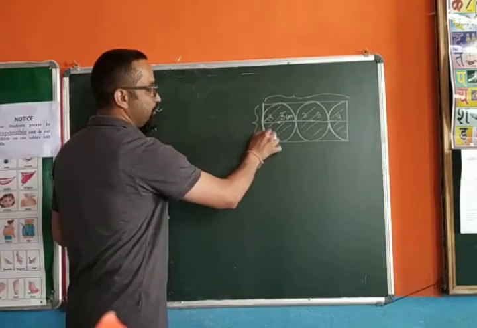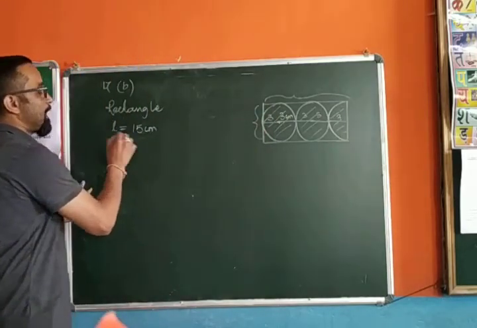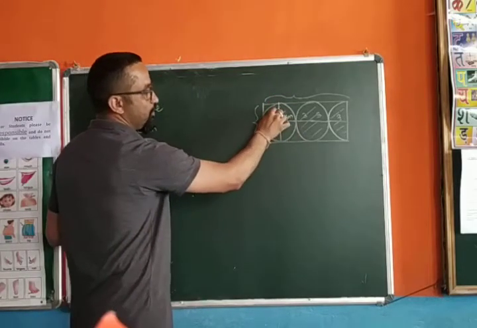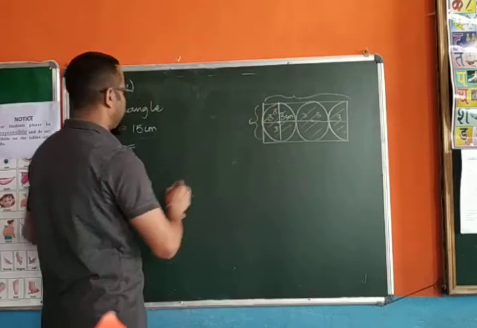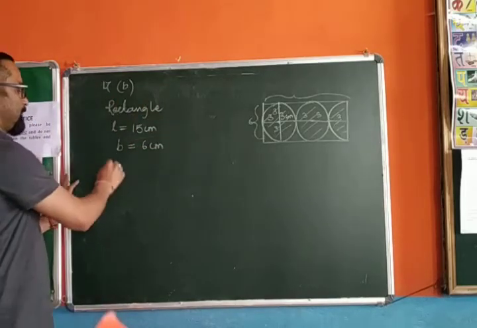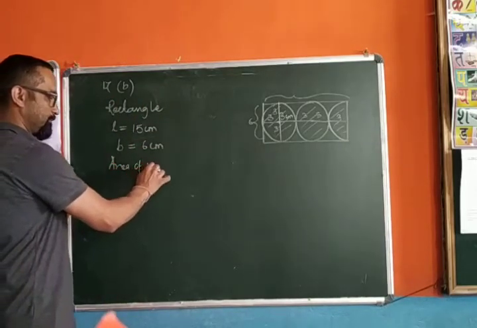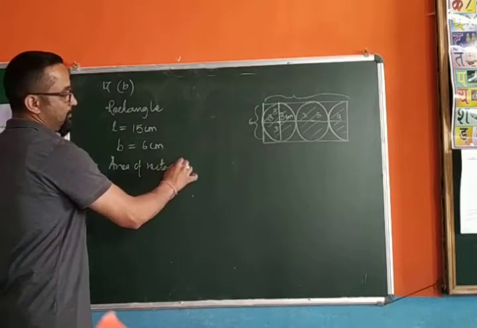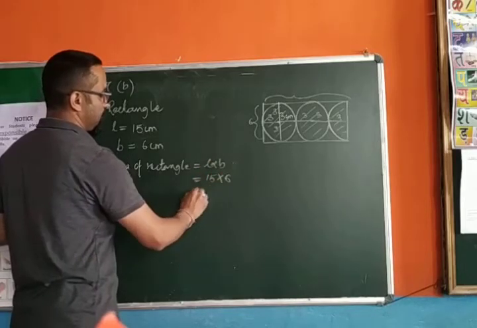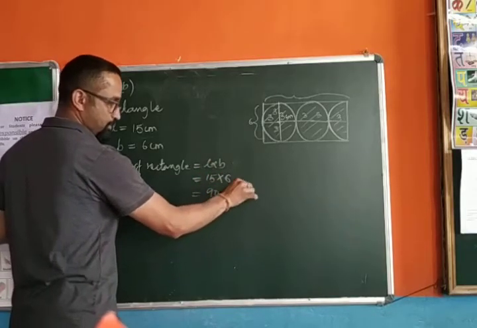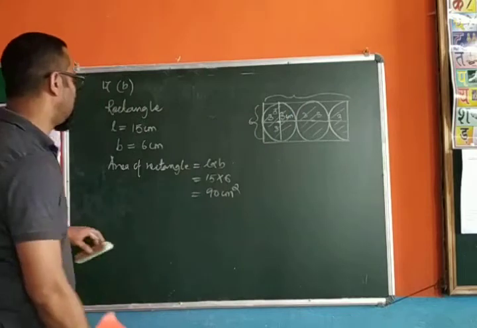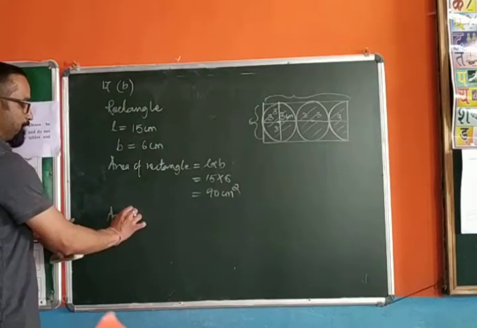Now you have to calculate the breadth of the rectangular part. This is the breadth, and since it's at a radius of 3, it will be 3, 3. 3 plus 3 is 6 centimeters. Look at the calculation now. Area of rectangle is length multiplied by breadth. Length is 15, breadth is 6. 90 centimeters squared. And once you know the area of the rectangle, you calculate the area of the shaded region.